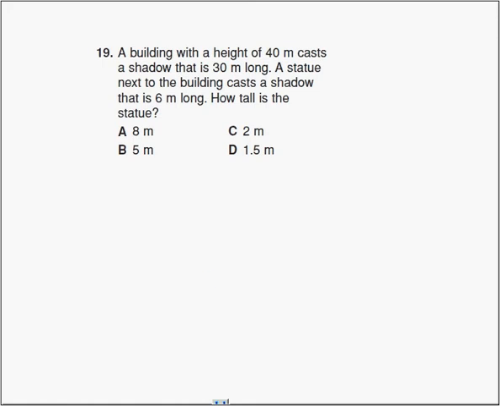Okay, number 19 on our test review. A building that has a height of 40 meters casts a shadow that's 30 meters long. A statue next to the building casts a shadow that's 6 meters long. How tall is the statue?